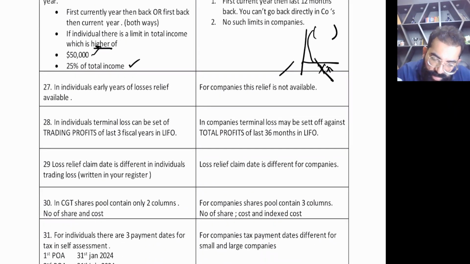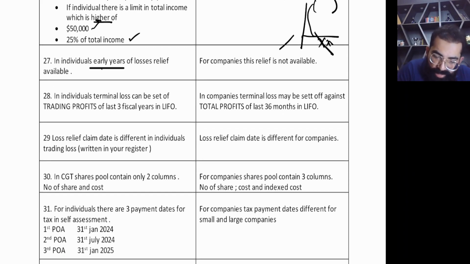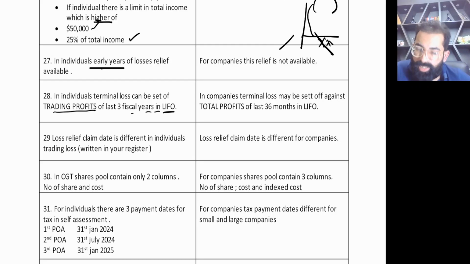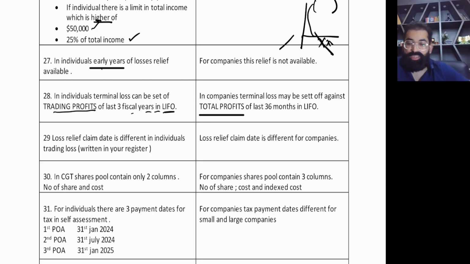Then, in individuals, early years loss relief is available. For companies, this relief is not available. We know that. In individuals, yes, terminal loss can be set off against trading profits of the last 3 fiscal years in LIFO. Yes, only trading profit. But in companies, terminal loss may be set off against total profits of the last 36 months. So see the two differences: trading profits, total profits. In individuals, last 3 fiscal years, but for companies, last 36 months. Both are in LIFO.